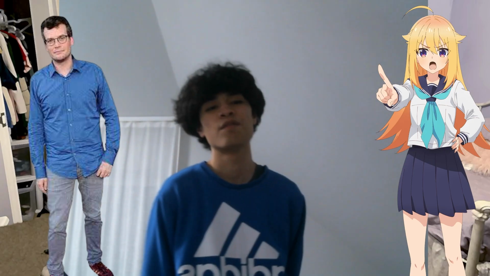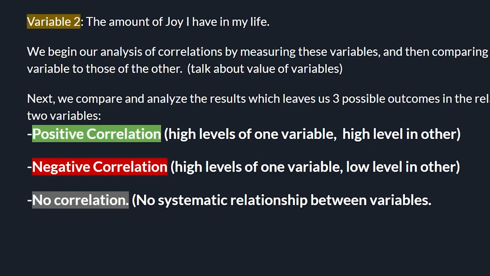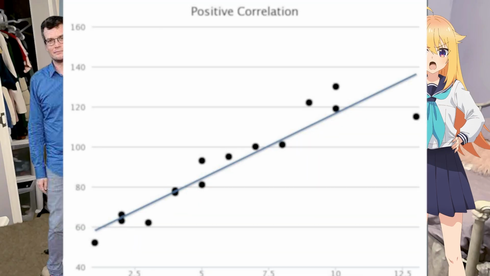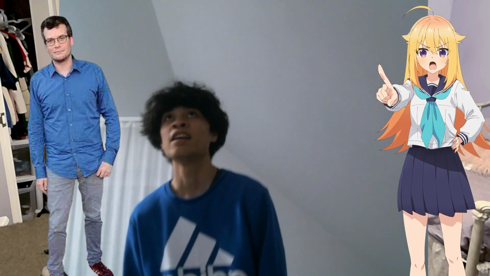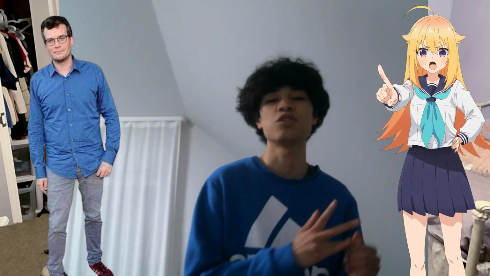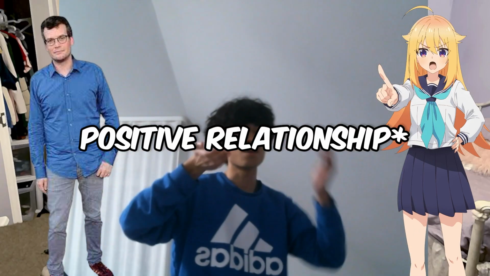And then after we measure the values of each variable, we must next compare and analyze the results, which leaves us with 3 possible outcomes in the relationship between the 2 variables. So the relationship between variable number 1, which is the rating Iengo gave my setup, has a positive correlation with variable number 2, which is the amount of joy I have in my life. And that would mean that if Iengo gave me a 10 out of 10 S tier on my setup, then my happiness would be at a 10 out of 10, which is equal to a positive correlation, because the higher Iengo rates my setup has a correlational relationship to the amount of happiness I have in my life.